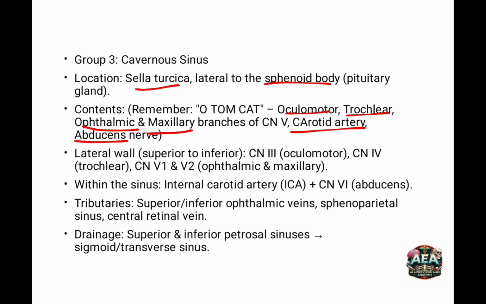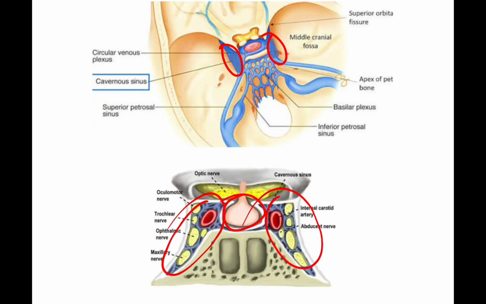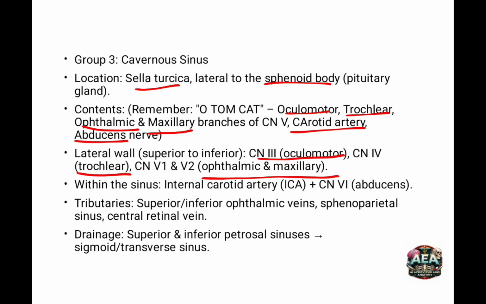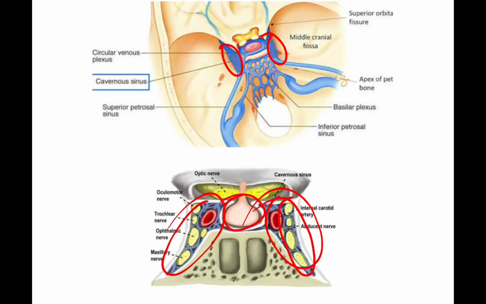Now, when we talk about the content of the cavernous sinus, we have structures that are located on the lateral border, and we have structures that are found within it. For structures that are located on the lateral border, from superior to inferior, we have the oculomotor, we have the trochlear, we have the ophthalmic and maxillary divisions of the trigeminal nerve. As you can see in this image, they are on the lateral side, while within it we have the internal carotid artery as well as the abducens nerve, which is found within the cavernous sinus.